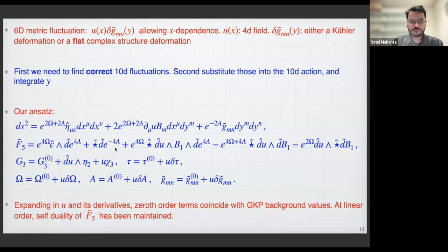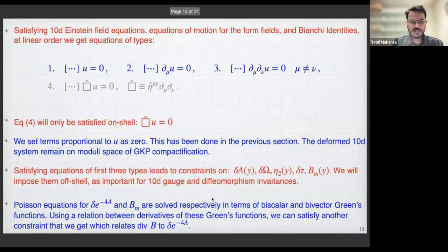And the y-dependent parts satisfy a certain equation. That's also good because we need to know their functional forms to integrate over y. Because if we do not know what they are, we cannot integrate over y. So the Poisson equations for the fluctuation in the warp factor and the compensator field in the metric are solved respectively in terms of biscalar and bivector Green's functions.